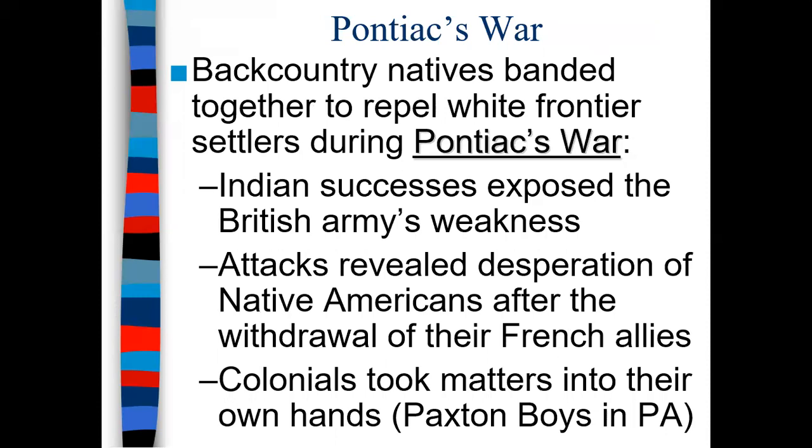Now, the attacks show how desperate the Native Americans are once the French are gone. So they're taking every opportunity to attack because they're desperate. And the colonial people are going to start taking matters into their own hands. One example is the Paxton Boys in Pennsylvania, a group of men who would get together and attack Native Americans whenever they got the chance. That's essentially it.